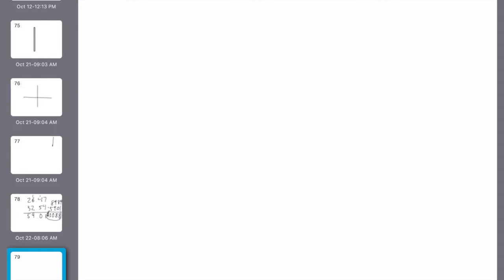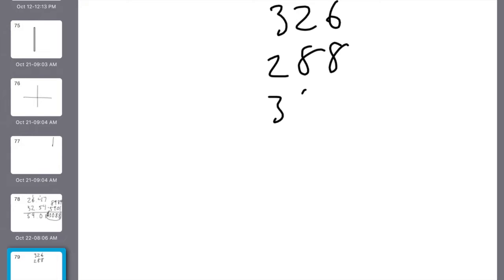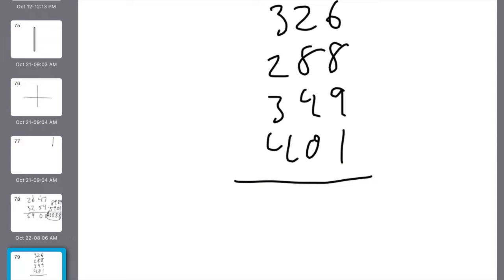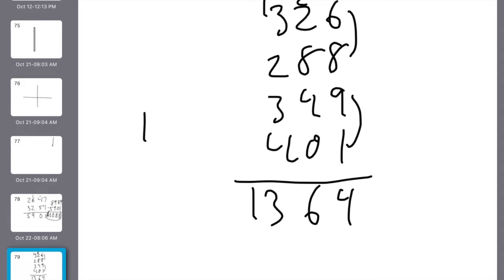Number 2, Norton read 4 books during his vacation. The first book was 326 pages, next one was 288, third one was 349, fourth one was 401. What is the average? Average says step 1, add them all together. So I have 326. I have 288. I have 349. I have 401, and I'm going to add them all together. 10, 14 would be a 24. Carry the 2. 2 plus 2 is 4. Plus 8 is 12. Plus 4 is 16.